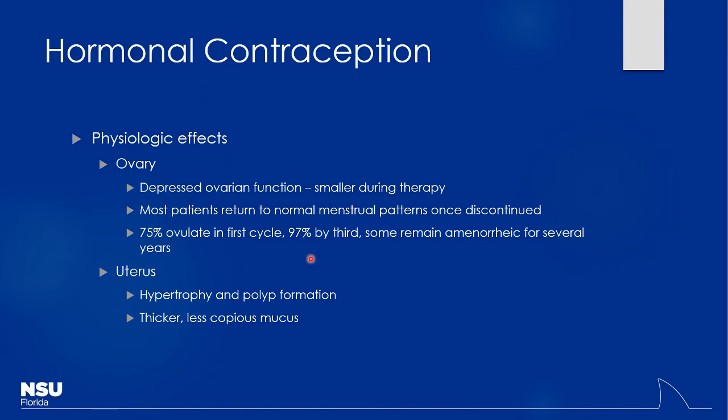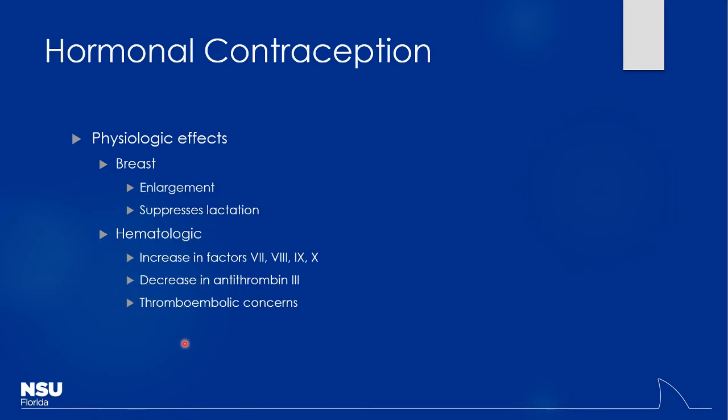So again, it's dependent on the patients or what other sort of cofactors, comorbid conditions and other factors are going to be coming into that. As mentioned, with the uterus, you get some hypertrophy there. You may have some polyp formation that occurs, and overall you get thicker, less copious mucus, and that makes it again more inhospitable to a sperm to actually go and implant an egg. Typically, you see breast enlargement. This can also suppress lactation.